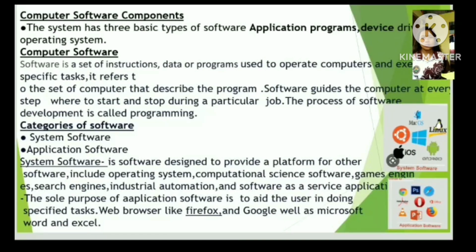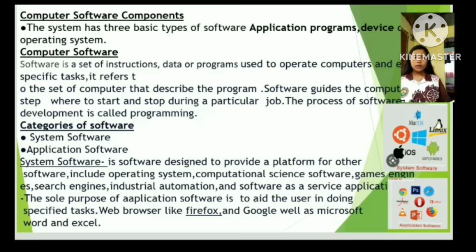Software guides the computer at every step. During a particular job, the process of software development is called programming. Computer software is a generic term for an organized collection of code representing instructions executed by a computer. Software is often written first as source code and then converted to a binary format that is specific to the device on which the code will be executed.